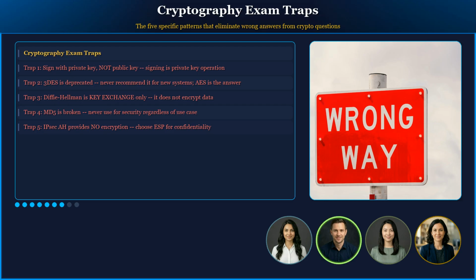For the exam, Bella and River, when you see a cryptography question, first identify the security service required: confidentiality, integrity, authentication, or non-repudiation. Then match the service to the correct operation and algorithm. The traps all exploit candidates who reverse operations or apply deprecated standards.